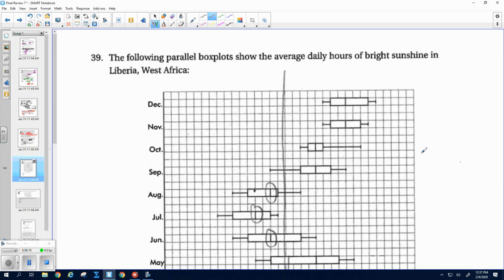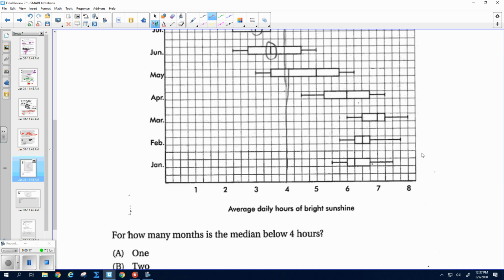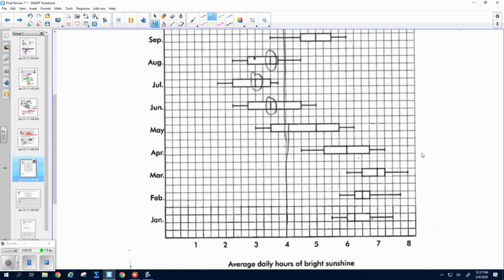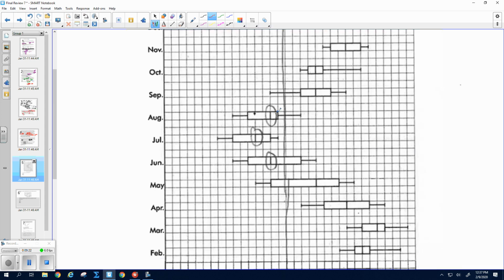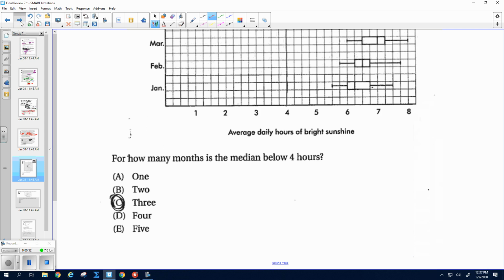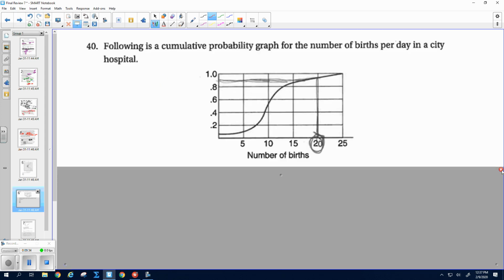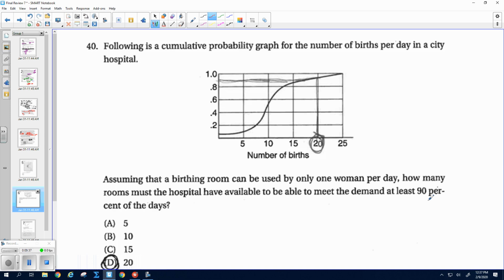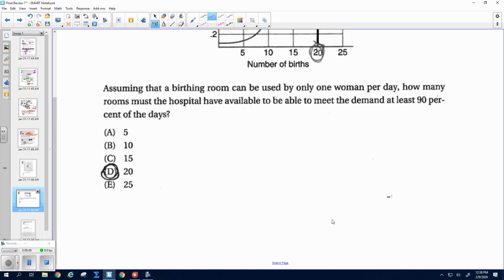All right, you should definitely be able to get 39. How many months is the median below 4 hours? So you got to find the median here, here, and here. Those 3 months have a median below 4 hours, so the answer is C. You should also be able to get this one right. So this says we want to be able to meet the demand at least 90% of the time. So you find 90% and you scroll down this way, and that would mean you need 20 rooms or berths. All right, so it is D.